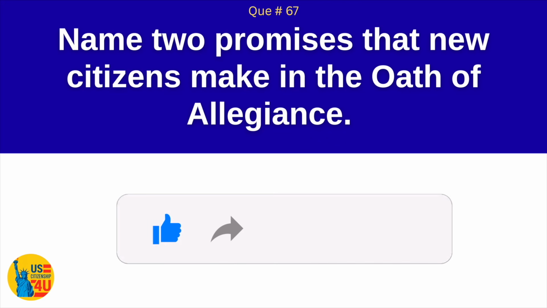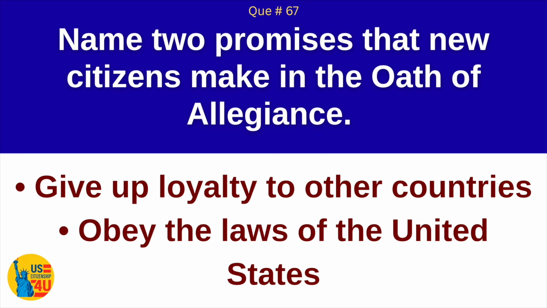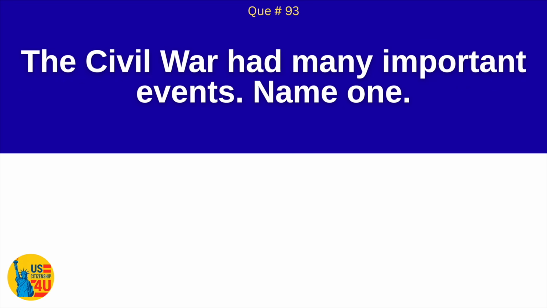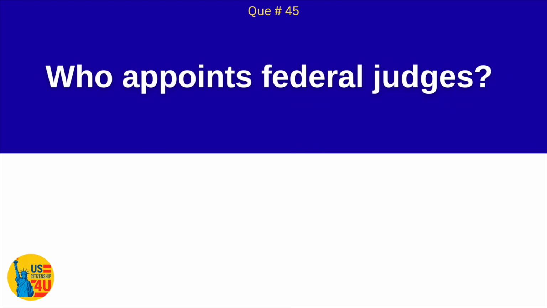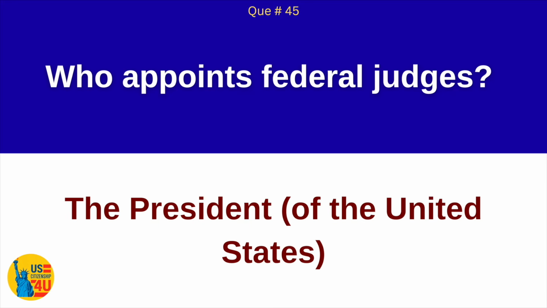Name 2 promises that new citizens make in the Oath of Allegiance. Give up loyalty to other countries. Obey the laws of the United States. The Civil War had many important events. Name 1. Battle of Fort Sumter. Who appoints federal judges? The President of the United States.